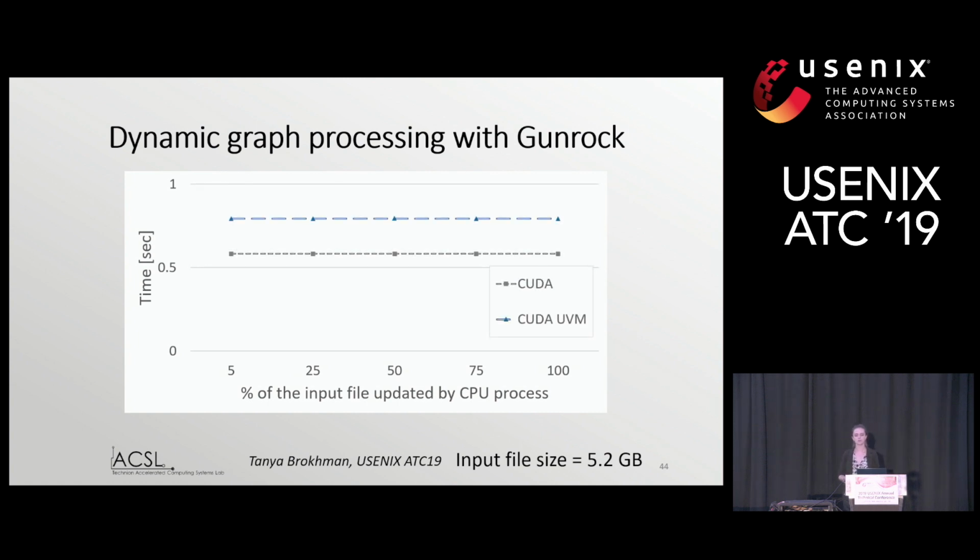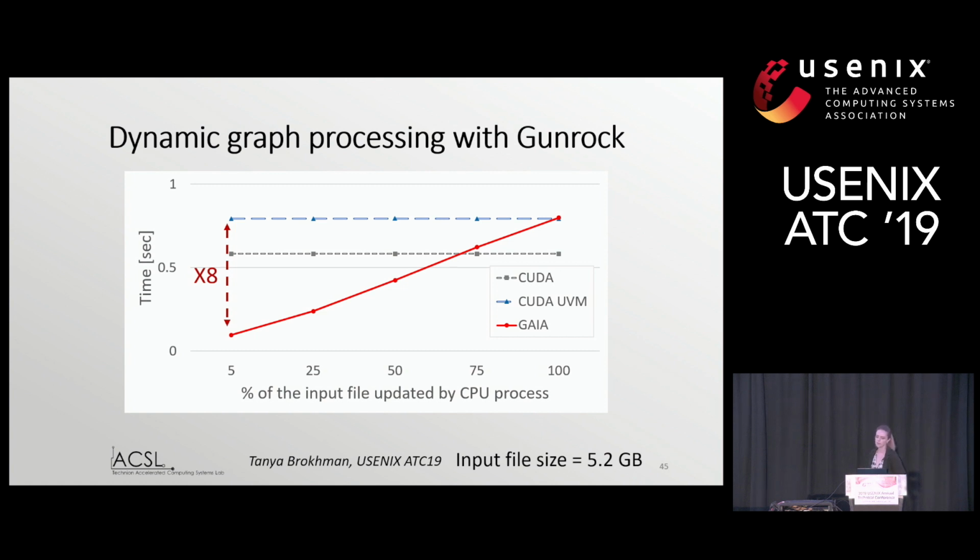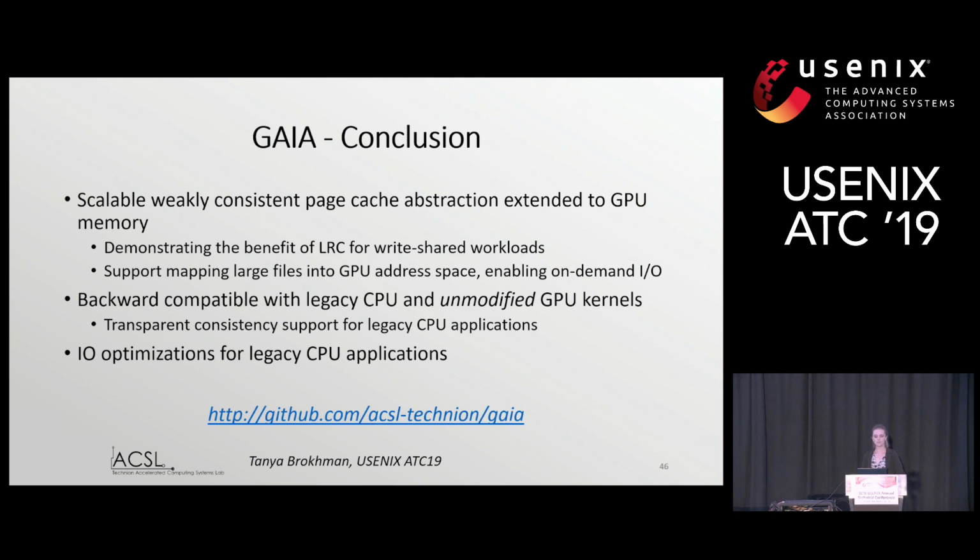As expected, both UVM and CUDA implementations are not affected by the portion of the file changed, because prior to each activation, we still have to read the whole file. But with GAIA, we were able to get up to 8 times speedup, because the unchanged pages remained cached in GPU memory.